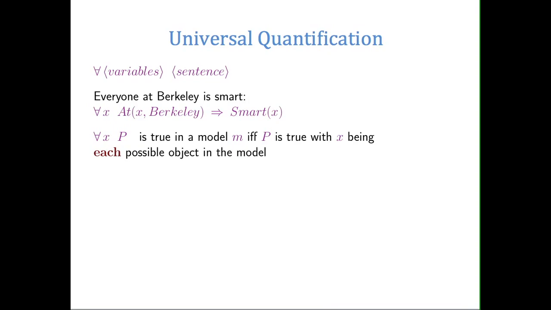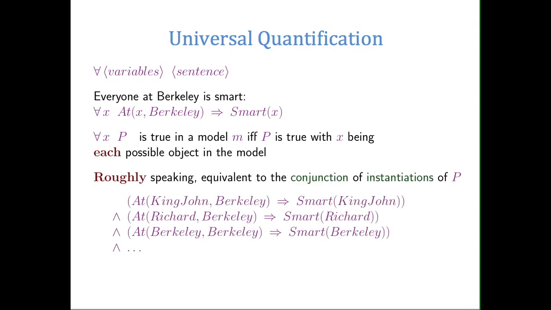In other words, for all the values that x could take on, if the relationship at x Berkeley holds, then it's also true that x is smart. More formally, we say that for all x, some proposition p is true in a model M, if and only if that proposition is true with x being each possible object in the world. In other words, for universal quantification to hold, x can take on every possible value, and the p has to be true for each of those possible values.